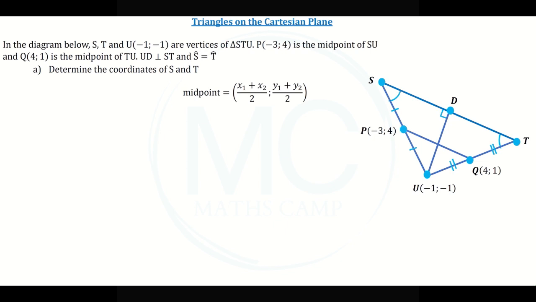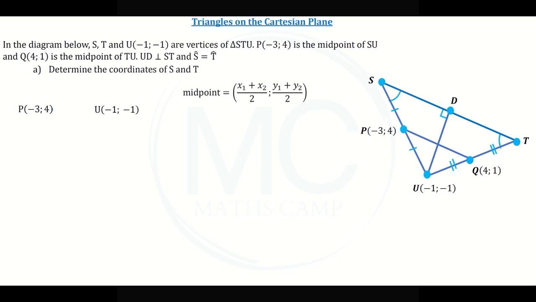Let's start with point S. We know that P has coordinates -3, 4. So let's make a note of this. It is the midpoint between point S and point U. We need to find the coordinates of S, but we know the coordinates of U are -1, -1. We can make a note of this as well. When we are given the midpoint and we need to find another point, we can use the midpoint formula, but it is a good idea to find the X and Y coordinates independently.